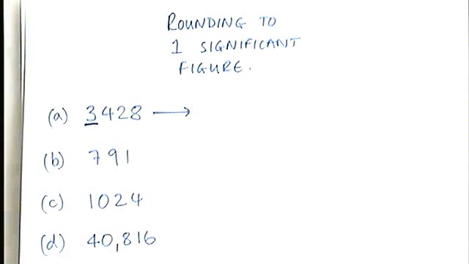The reason it's the most significant is because it's worth the most. That 3 is worth 3,000. All of the other ones are less than that, 400, 20 and 8. But the 3 is in the thousands column. It's the most significant number there. It tells you most about the size of this number.